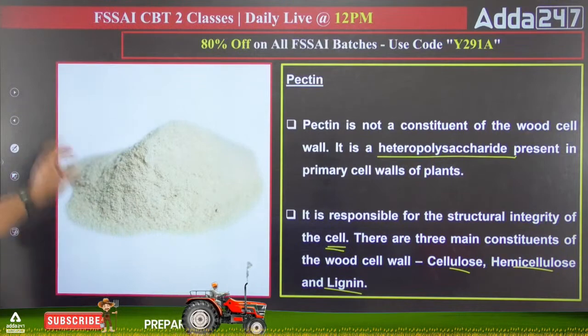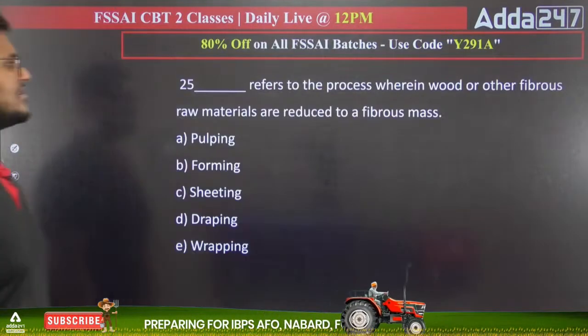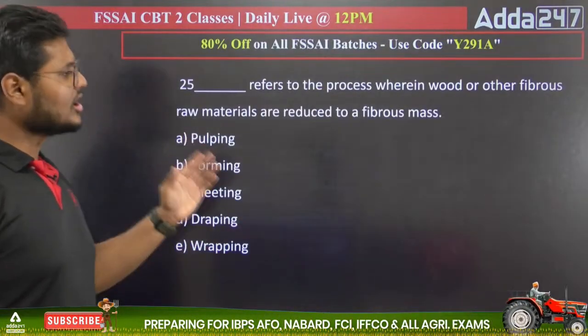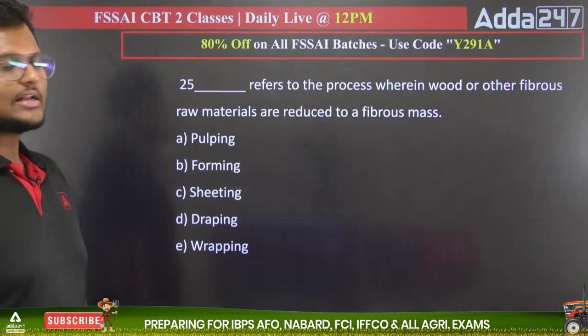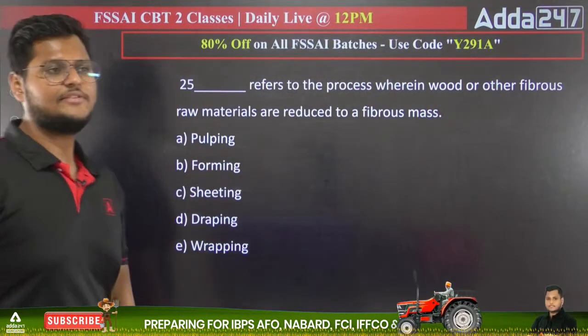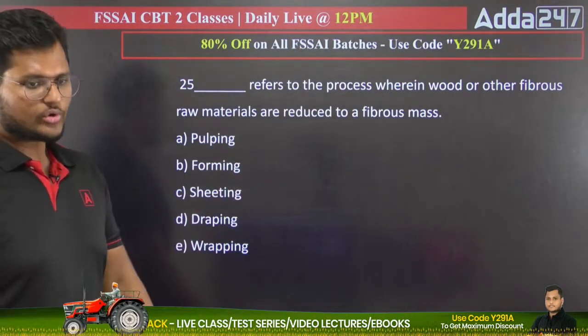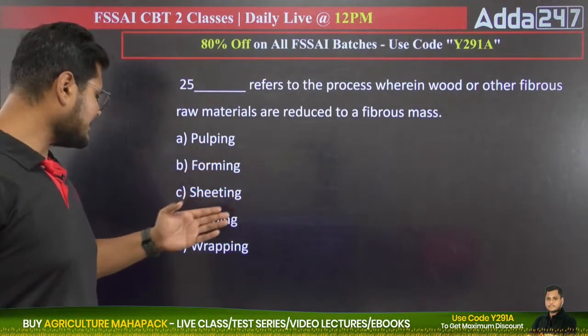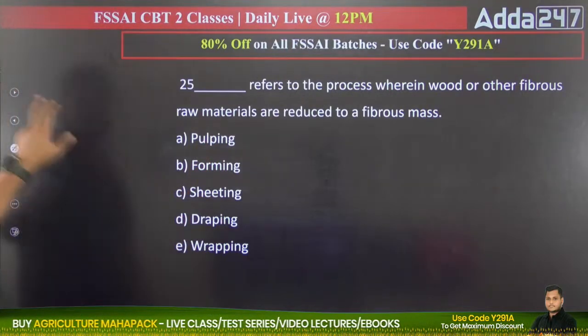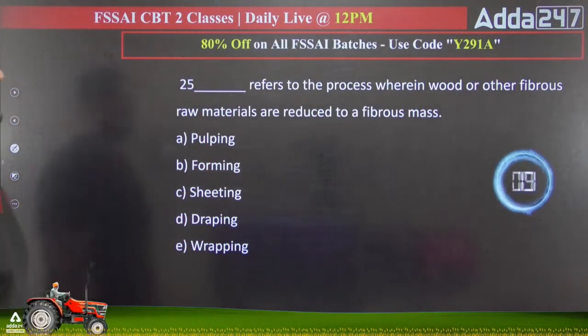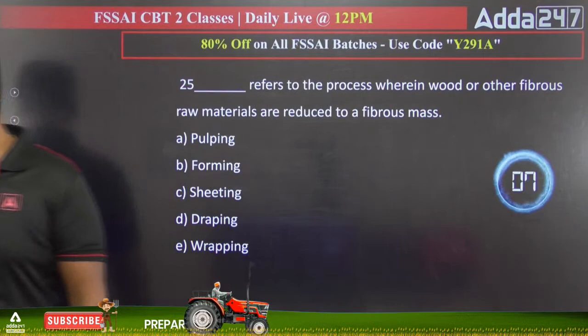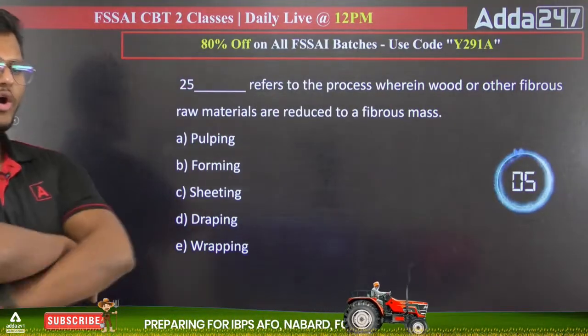Okay. Next. Dash refers to the process wherein wood or other fibrous raw material are reduced to a fibrous mass. So basically fiber is extracted from the wood. What is the process known as? Pulping, forming, seating, draping or wrapping? Come on guys, easy. Not at all difficult.